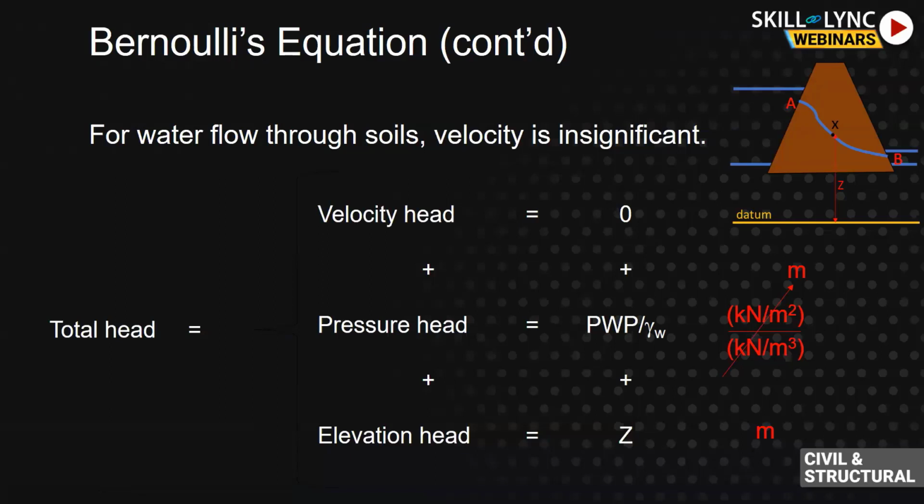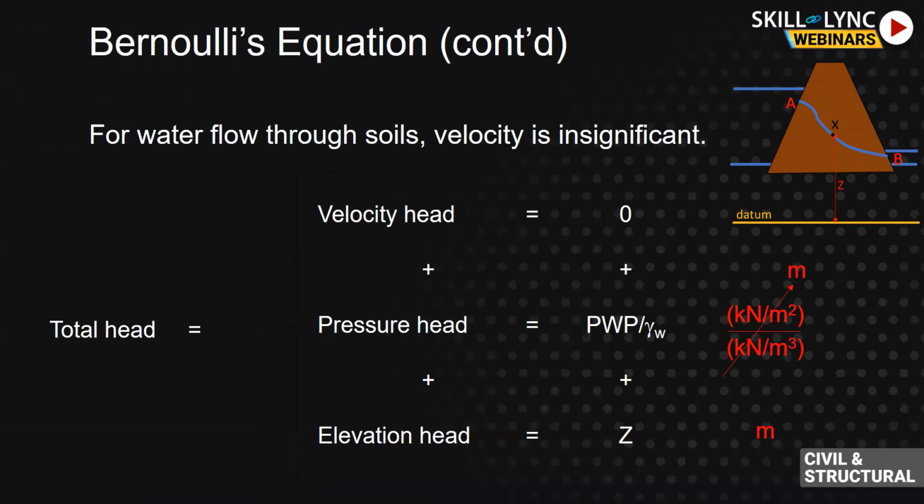Pore water pressure is in kilopascals, which is kilonewton per meter square, divided by the unit weight, gamma W. The unit in SI will be kilonewton per meter cube. By cancellation, ultimately, we get the unit to be in meters, which is a unit of length. So pressure head and elevation head will be in unit of length, and hence the total head, or the total energy for water flow, is mentioned in terms of length.